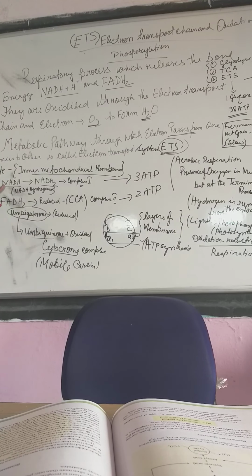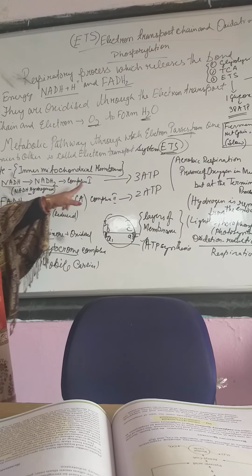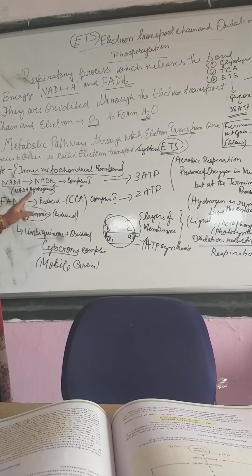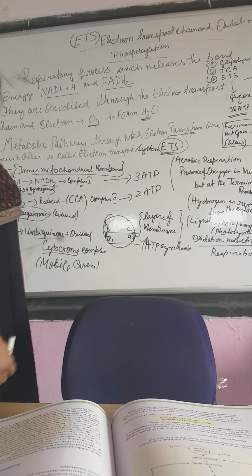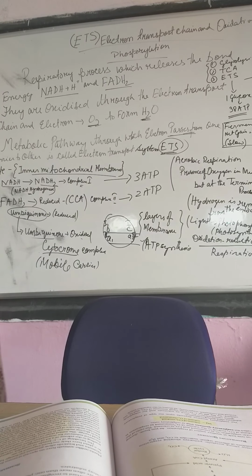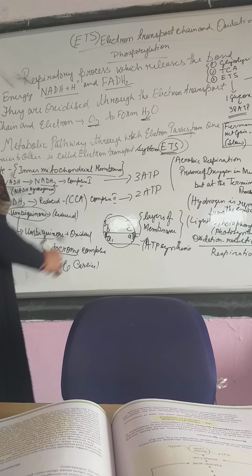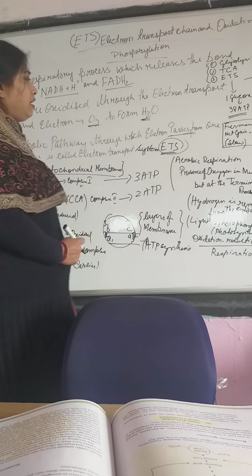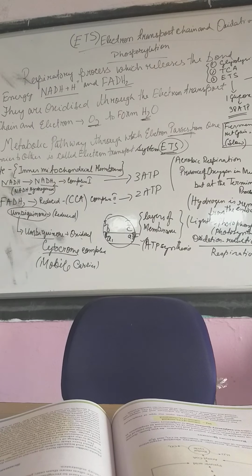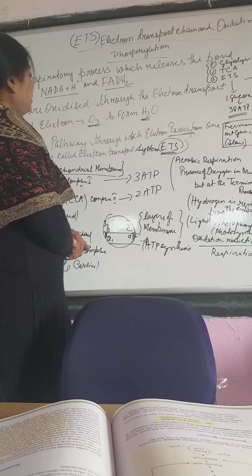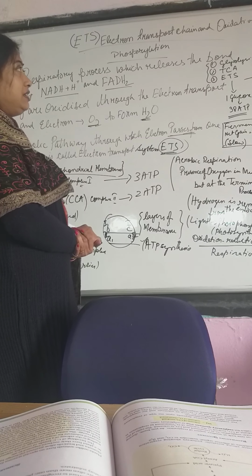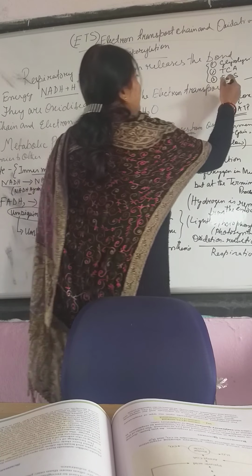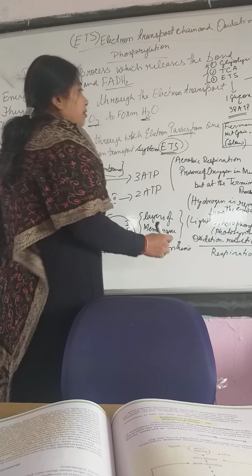Now you see, when NADH is reduced to NADH2, finally it produces 3 ATP, and when FADH2 is reduced, it produces 2 ATP. So these are the basic processes that produce the ATP. Now you see that the 3 basic processes are glycolysis, TCA and ETS.